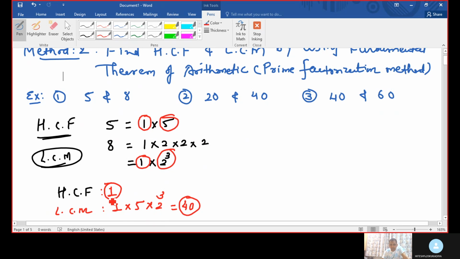When we find HCF, the answer is always smaller than the given numbers. Look here, HCF is 1, smaller than 5 and smaller than 8. And LCM is always greater than or equal to the two numbers. Here 40 is greater than 5 and 8. HCF is the highest common factor, so the HCF answer here is 1.